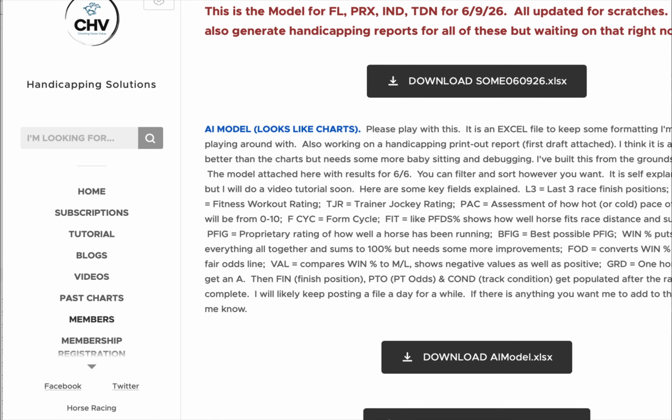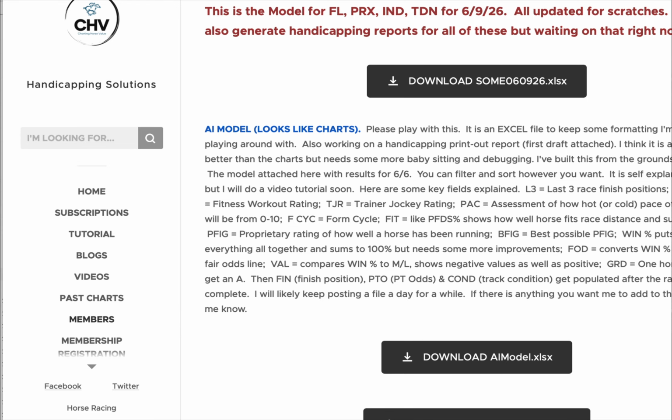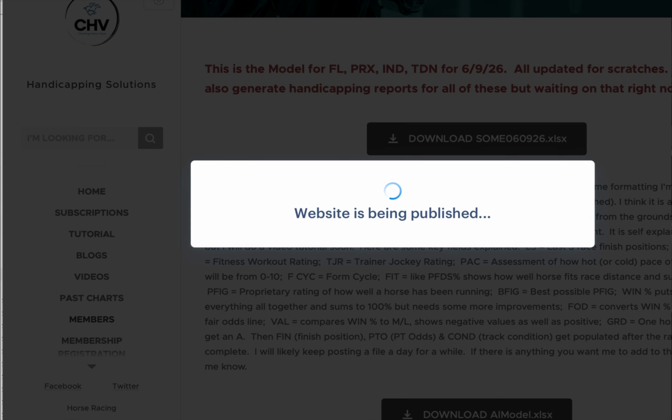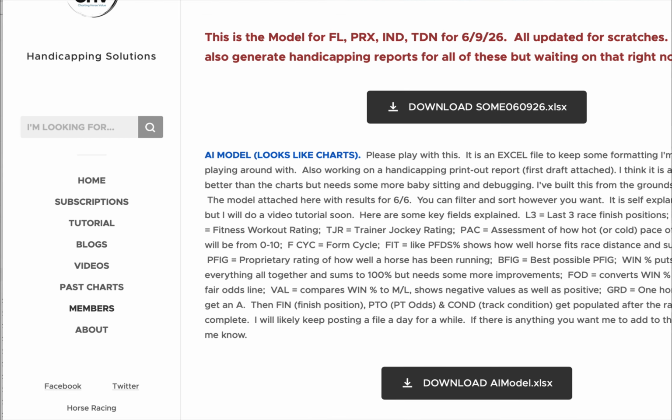And you can see what I've got in here is I've got these tracks today: Finger Lakes, Parks, Indiana, Thistledowns. And all of them are updated for scratches. I can just so easily update for scratches. This model I just showed you is right here. I want to show you the members page. Let me scroll down here.